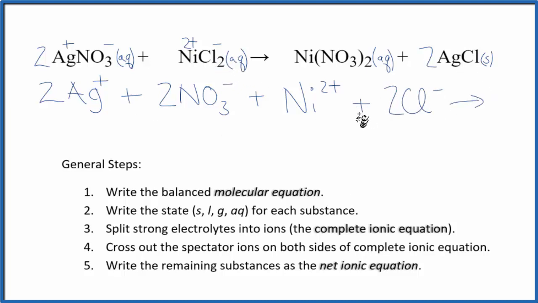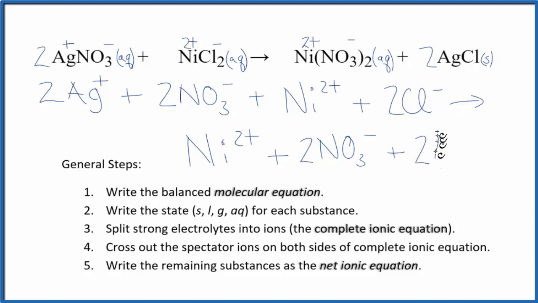Those are the reactants. For the products, we have this negative charge on the nitrate. We have 2 negative charges, so that nickel, it's still nickel 2. So we have Ni2+, and then for the nitrate, we have 2 of them, 2 nitrates, 2 NO3-. And for the AgCl, the silver chloride, because it's a solid, it won't split apart. We don't split those apart in net ionic equations. We're just going to write 2 AgCl. And that's the complete ionic equation for AgNO3 plus NiCl2.